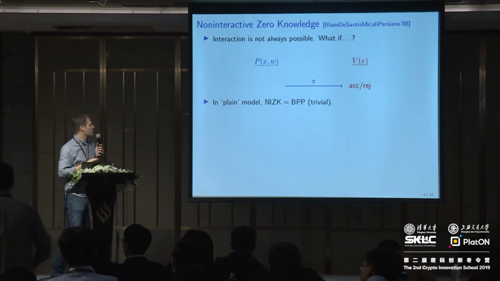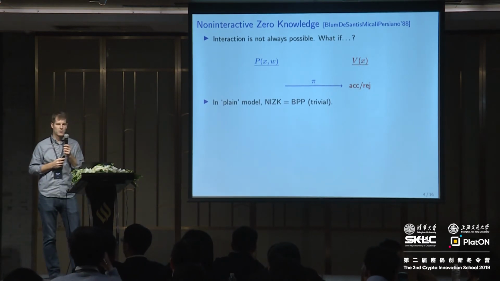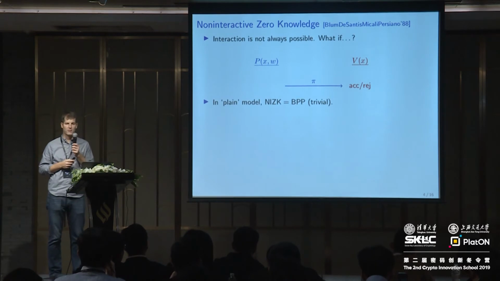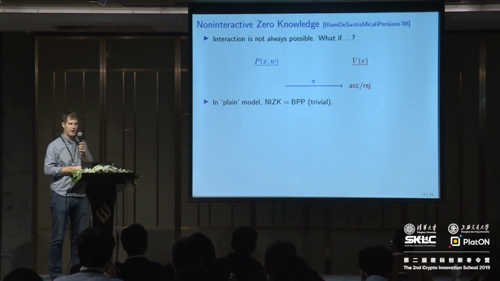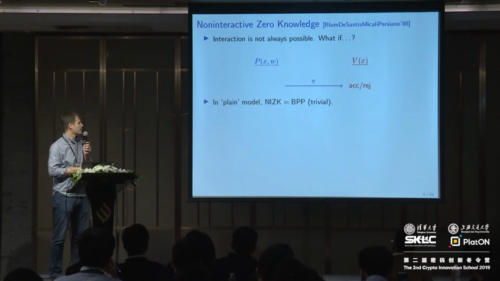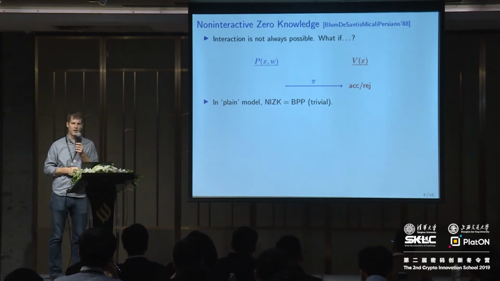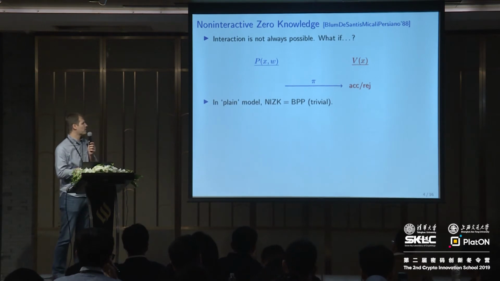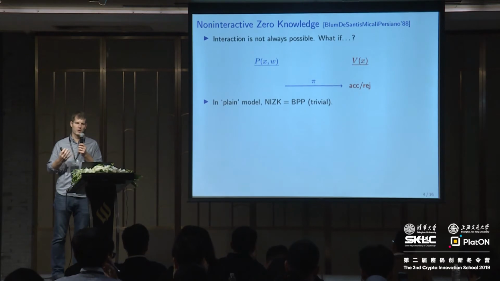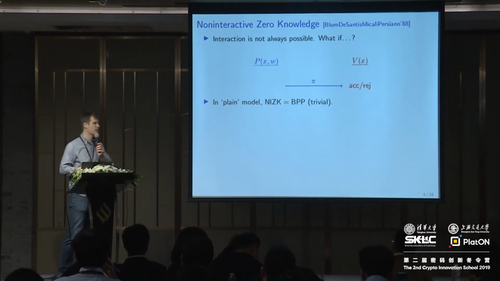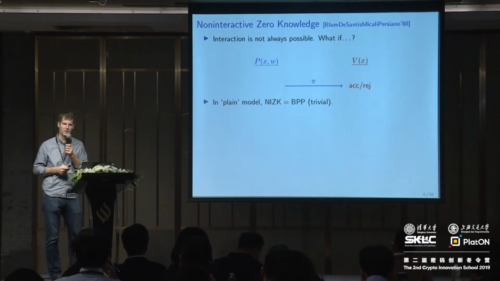Well, it's a bit of an exercise to show that in this non-interactive model, the set of languages that we can prove, which is denoted NIZK, is limited to languages that we can decide on our own, trivially. So there's really nothing that you can prove in this model that the verifier can't just decide on its own. The proof is not really adding anything; you don't need a proof, basically. The verifier can just decide on its own.